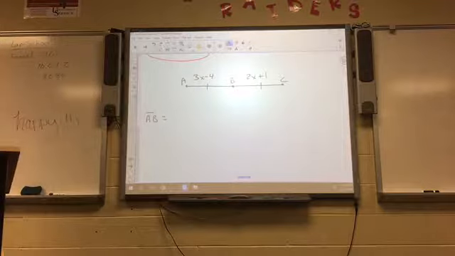Well, finding the length of segment AB could be really easy if we already knew what value? The x value. If we already knew the x value, that'd be really easy. I'd just plug it in, right? But I don't know x. How are we going to find x? You got to solve for x before you can do this.